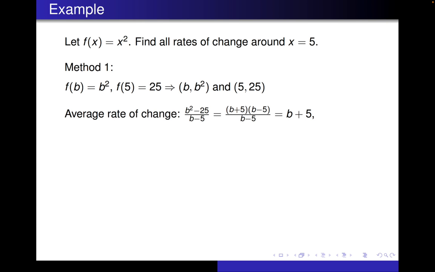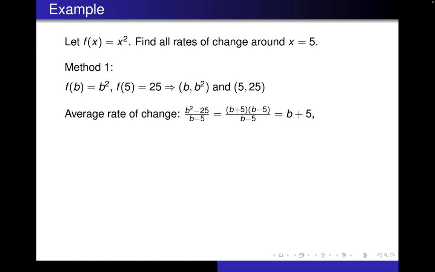And b plus 5 is a really easy quantity to do computations with, right? If your b is 7, you just do 7 plus 5 is 12. If b is 12, 12 plus 5 is 17. Whereas doing all the computations with squaring and subtracting and dividing, that can be rather complicated.